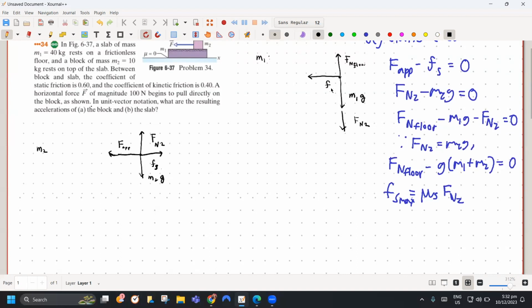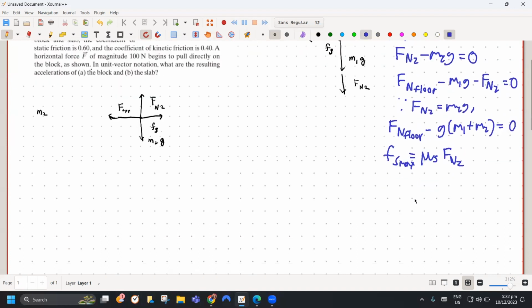So assume mo na static yung friction. So, and then compute. Ngayon, for this case, if the friction is static, dapat sabay silang gumalaw. Diba? Which means pareho ng acceleration. Yun yung constraint dyan.